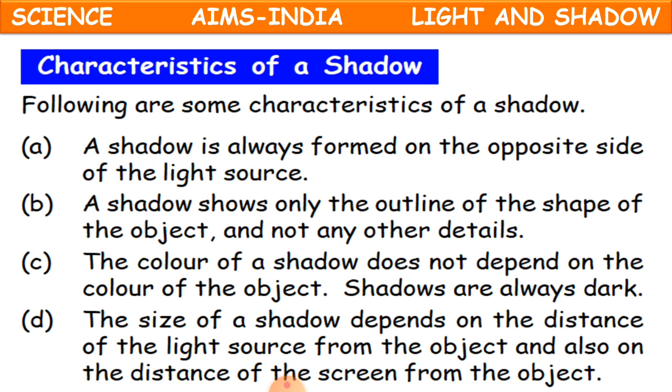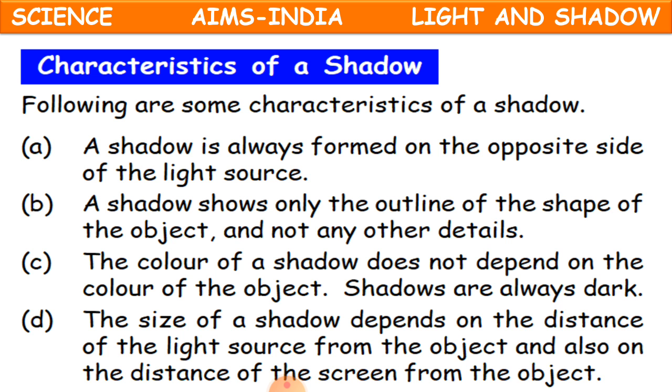Like yesterday, we have learned how a shadow is formed and through what materials a shadow is formed. Now we have learned that a shadow is formed through translucent and opaque materials, whereas transparent materials, as they do not block the light, are not going to form a shadow. Okay, so apart from that we have some more characteristics, children.